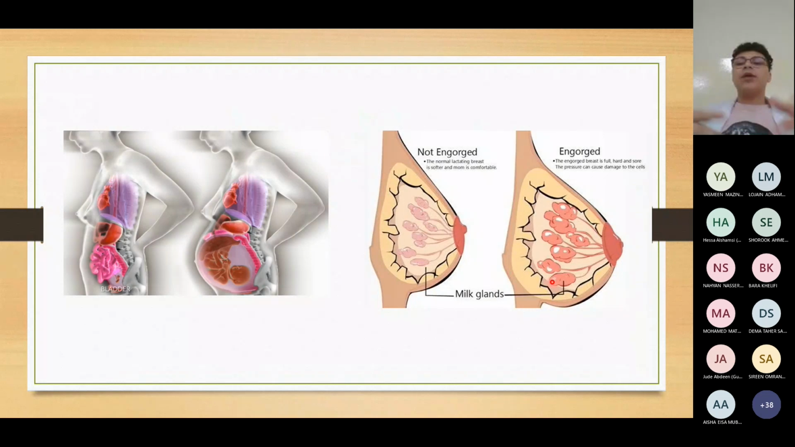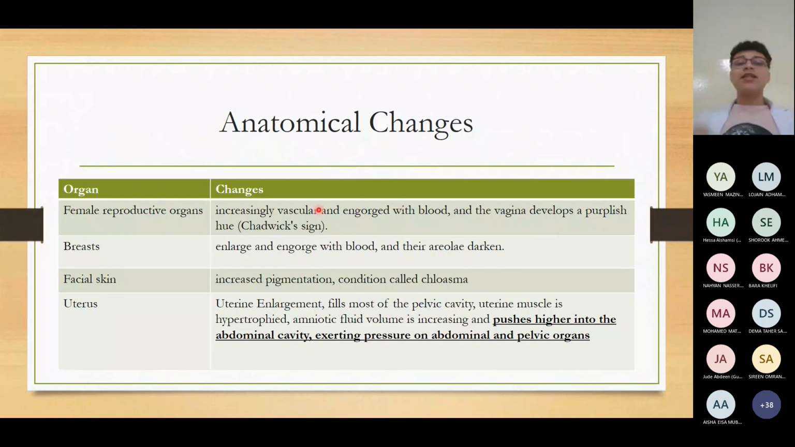And blood supply is going to be more to the breast. So you need to remember these key points: everything is going to become vascular, obviously, and everything is going to be enlarged. And for the lactation, the milk glands are going to start developing so they can be ready for what? For providing milk for the fetus, okay? That's for the breast. And I'm going to be explaining the exact process of lactation in a moment, okay? For the facial skin, just remember increased pigmentation. Pigmentation, basically the color.